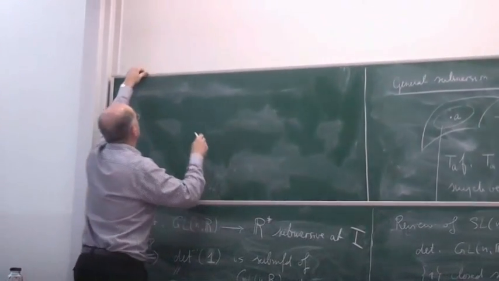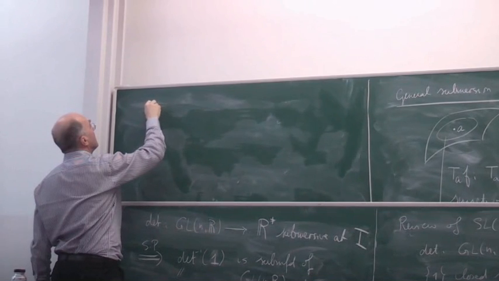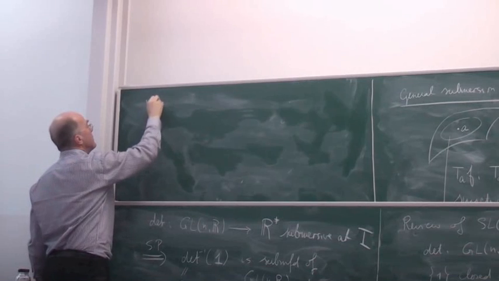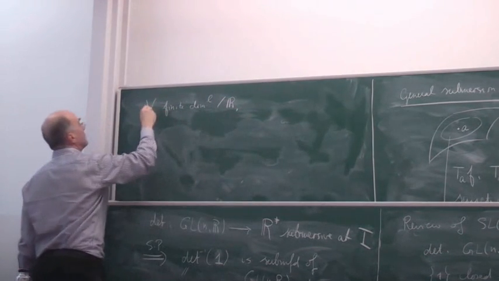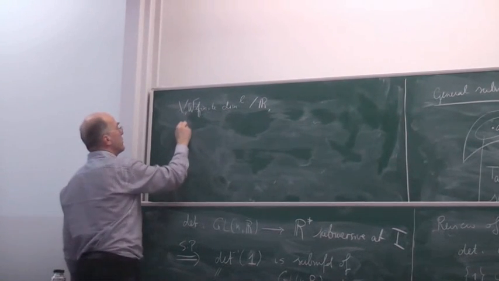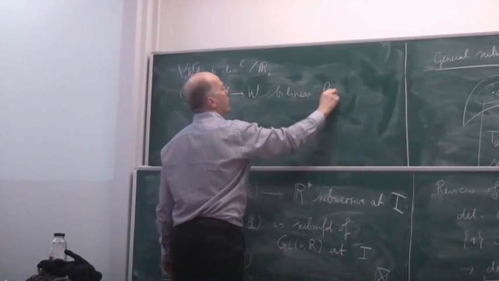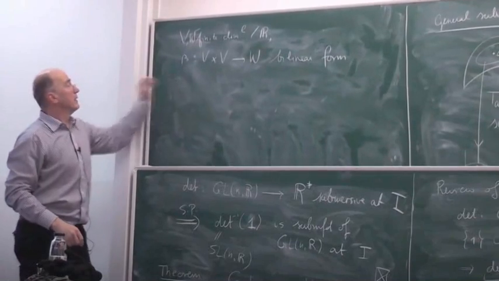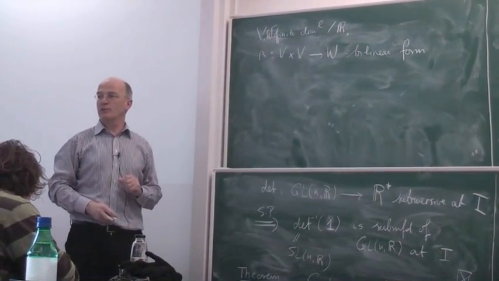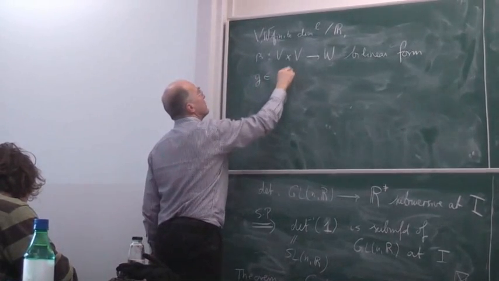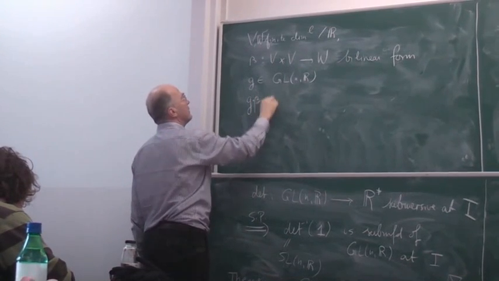So suppose that we have a finite dimensional linear space V. And let W also be a finite dimensional linear space. And suppose that we have a bilinear form from V times V to W. Bilinear form, so it is a map which is linear in each of its slots. Then there is a natural action of the general linear group of V on the space of such bilinear forms. If g is an element of GL(V), then I can define a new form, g dot beta, as follows.